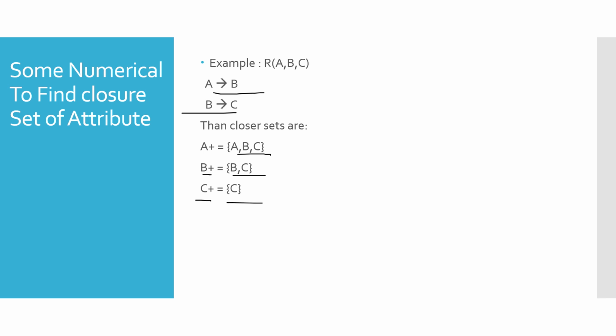So we can say that A can act as a primary key because with the help of A we can find A, B, and C, the whole relation. Thank you.